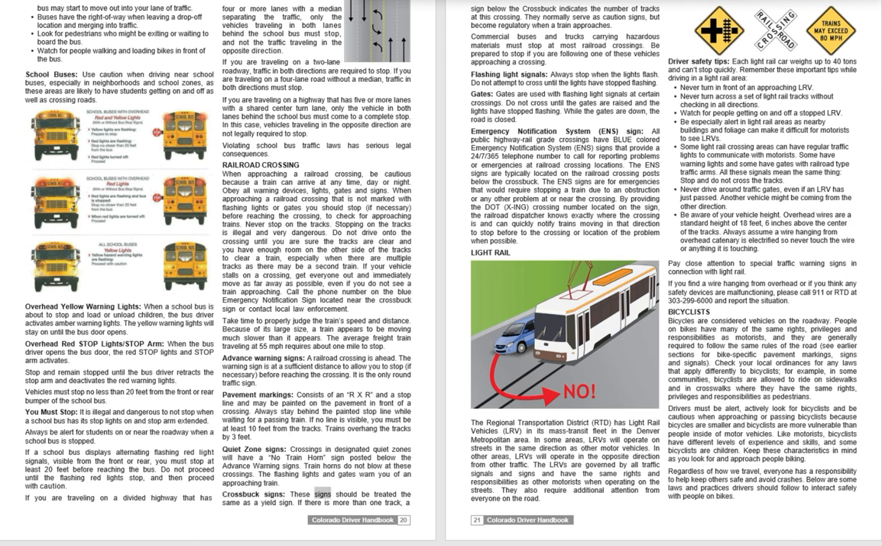Crossbuck signs. These signs should be treated the same as a yield sign. If there is more than one track, a sign below the crossbuck indicates the number of tracks at this crossing. They normally serve as caution signs, but become regulatory when a train approaches.